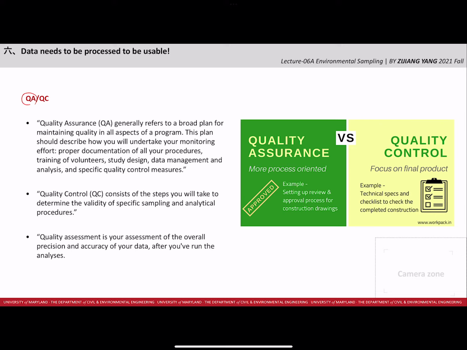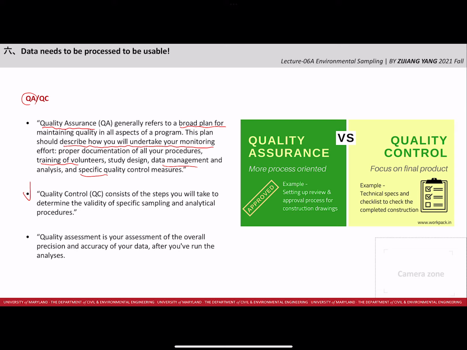So QA refers to quality assurance. It generally refers to a broad plan for maintaining quality in all aspects of the program. And this plan should describe how you will undertake your monitoring effort, like the proper documentation of your procedures, training of the volunteers, study design, data management and analysis, and the specific quality control measurements. So basically, QA refers to anything that we can do to make sure our sampling analysis is reliable.